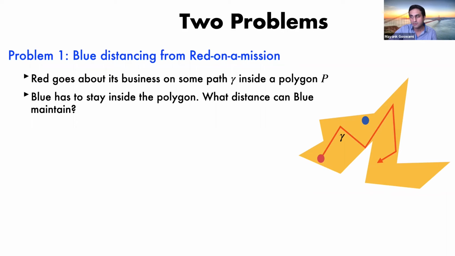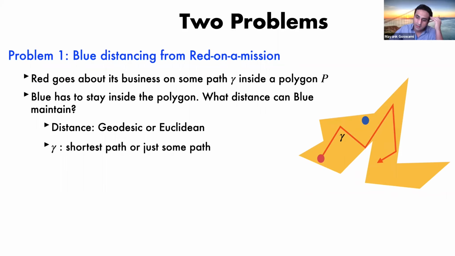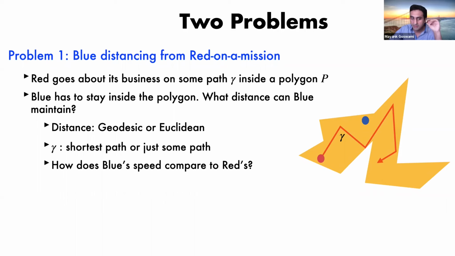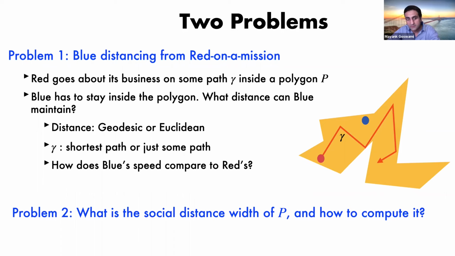How far can blue stay away from red? As soon as we talk about distance, you can talk about two versions, either the geodesic or the Euclidean distance. You can also ask, is gamma actually a shortest path? So is red in a rush, or is red just going about some path? Another variable is how fast blue is compared to red. We will be considering the version where blue is not speed constrained. So that's the first problem, blue distancing from red on a mission. The second problem that we'll consider is how do you define the social distance width of a polygon, and then how do you compute it?